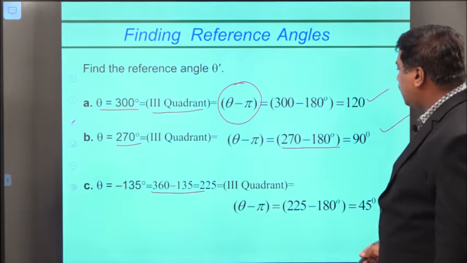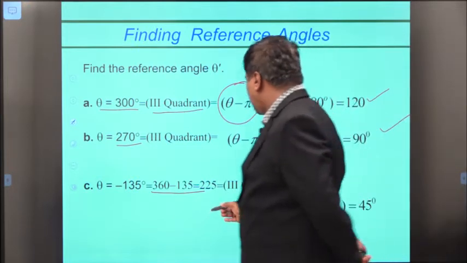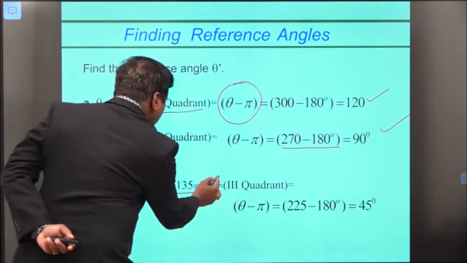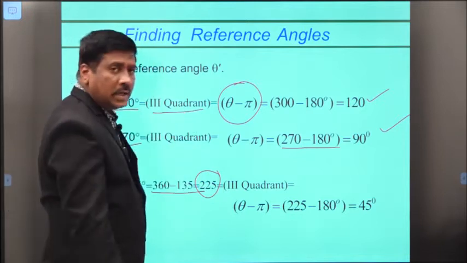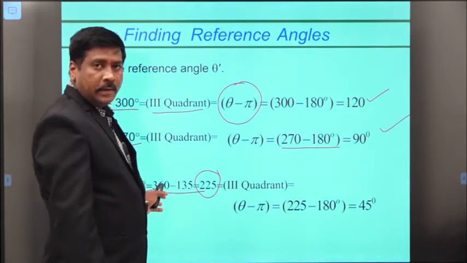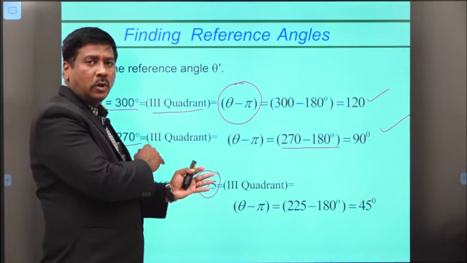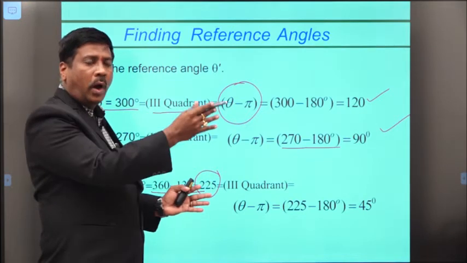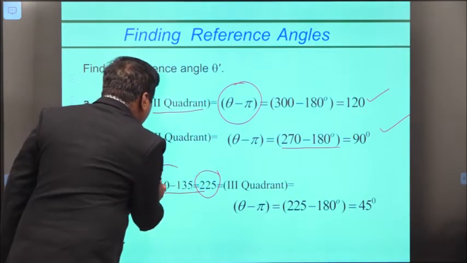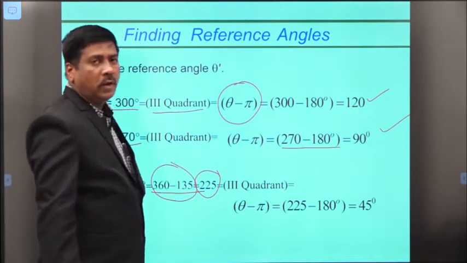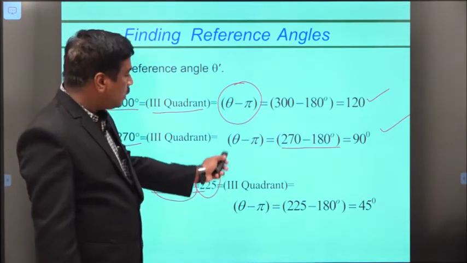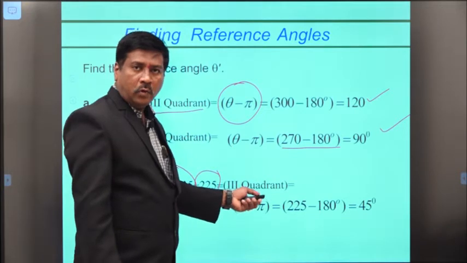Then we will get 360 minus 135, that is 225, because that is the negative sense. In the negative sense, we have to convert into the positive. That means one cyclic rotation is to be completed. Then we will get 360 minus 135, that is equal to 225. That 225 lies in the third quadrant of the coordinate plane.